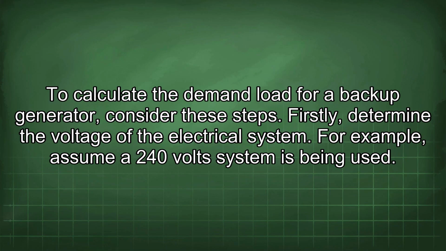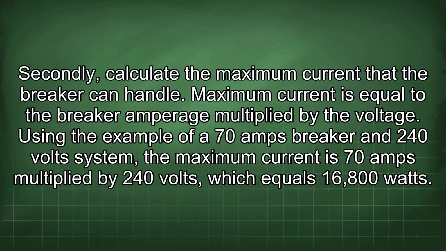To calculate the demand load for a backup generator, consider these steps. Firstly, determine the voltage of the electrical system. For example, assume a 240-volt system is being used. Secondly, calculate the maximum current that the breaker can handle.